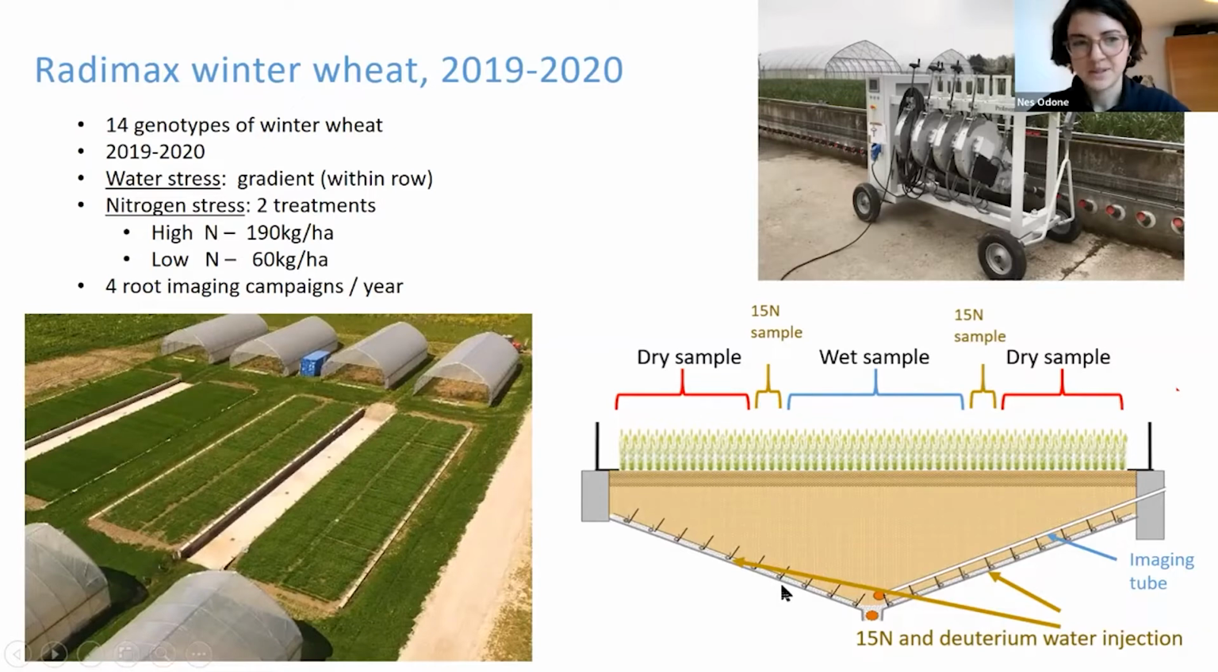And at anthesis, we injected a nitrogen and a water tracer at 180 centimeters, so into the deep soil, so that we could see how much of the nitrogen and the water was actively being taken up by the deep roots.